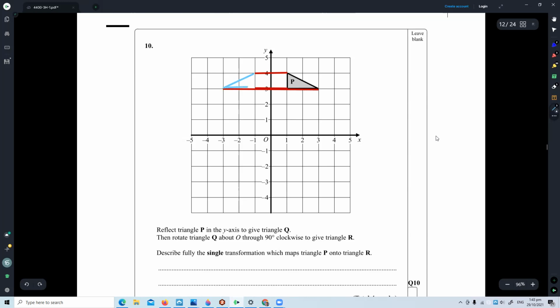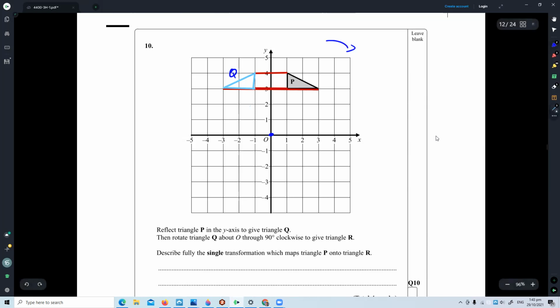That's 1, that's 2. And then my last line is going to be here, 3. Okay, so I'm pretty happy with that. So that's part 1. And to give triangle Q, so I should label it, I should say, okay, this is Q. Rotate triangle Q about the origin, so about here. And I need to rotate it 90 degrees clockwise. So clockwise is this way around. To give triangle R, okay, well, no problem.